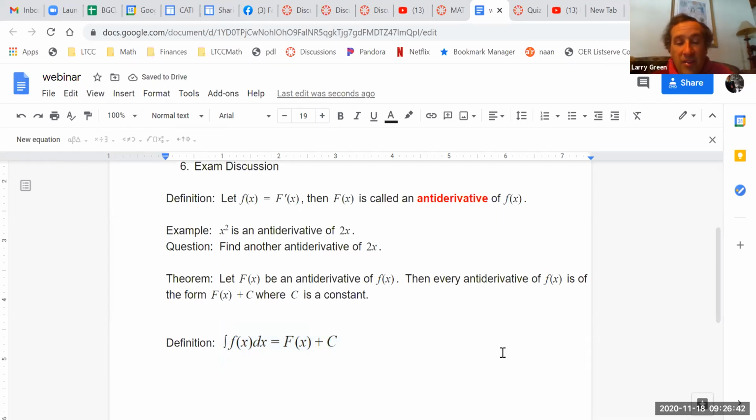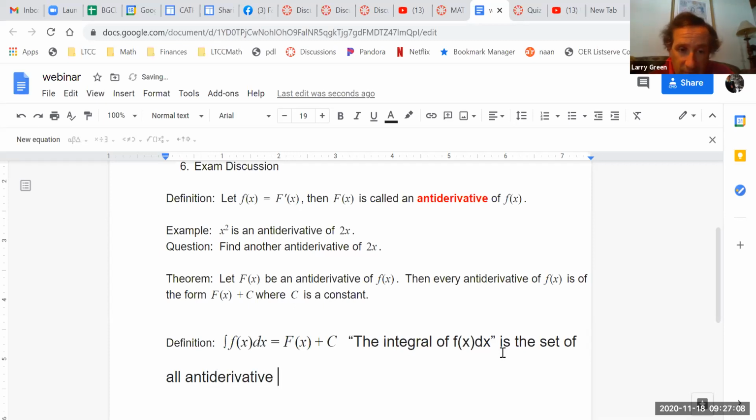So what we say is the integral of f of x dx is the set of all antiderivatives of lowercase f. Any questions on the way to notate the antiderivative?